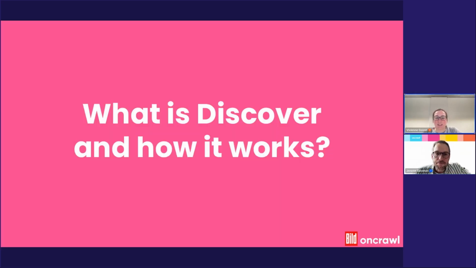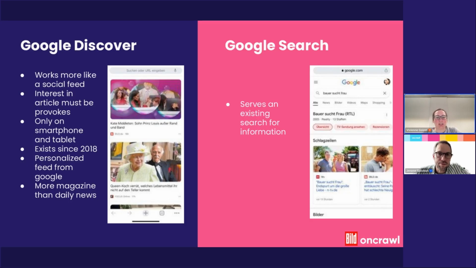So what is Google Discover actually, and how does it work? For me, the most interesting part about Google Discover is that it is more like social media than it is actually like Google search. We can see it here on the Google search screenshot. You see the normal usual Google search: you enter a keyword, you get a result, and it serves an existing query that you have, like you want to know something and you get the information for that query that you enter. On Google Discover, it works more like a social feed.